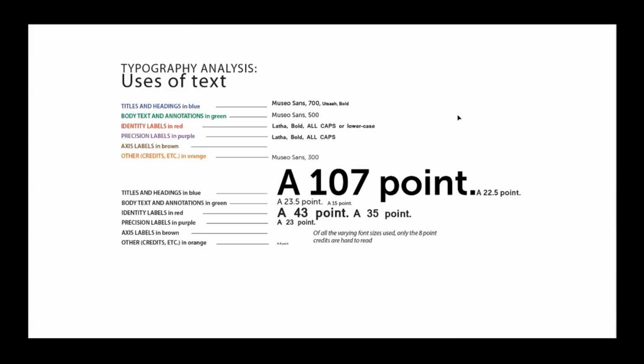Here's a general breakdown of the text used in my typography model. As you can tell, the titles, headers, and body text all use different styles of Museo Sans, while the labels consist of Latha Bold with all capitalization, or some lowercase used infrequently. As I mentioned before, the general font sizes range in approximately the same area, but you can tell that the labels have both sizes that are larger and smaller than the headers.